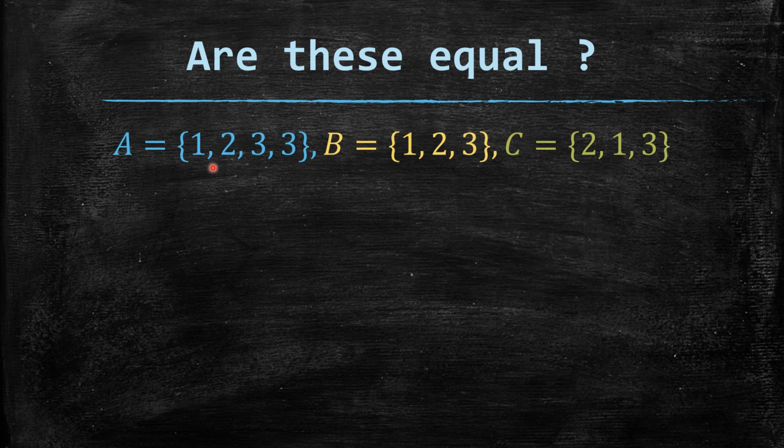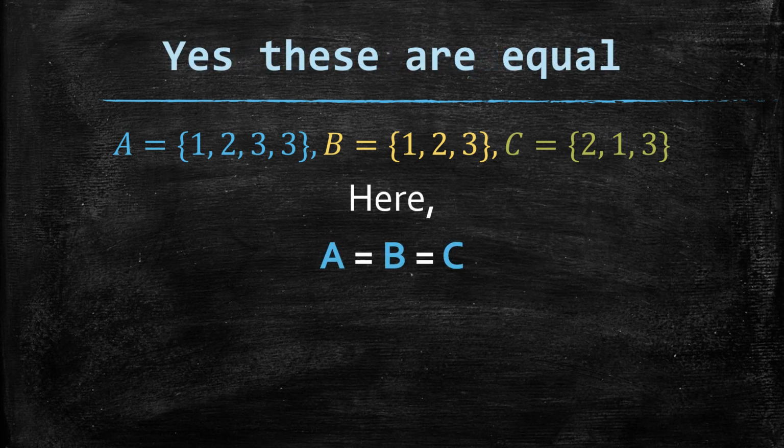No, they contain the same elements but in a different way. A contains 1, 2, 3, B also contains 1, 2, 3, C contains 1, 2, 3, but in a different order and a different number of times. Remember, if I repeat one element of a set, the set doesn't change. Means here A, B and C are equal. Yes, these are equal.